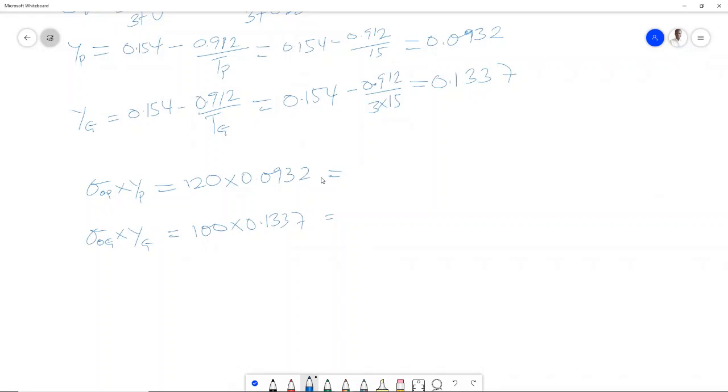So what answers do you get for the two? The first one is equal to 11.184. Okay. And the second one? Thirteen point three seven.